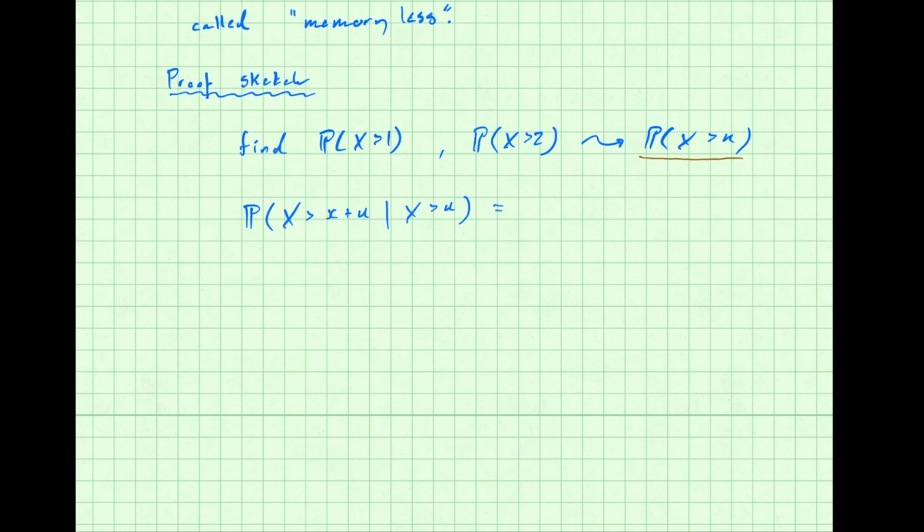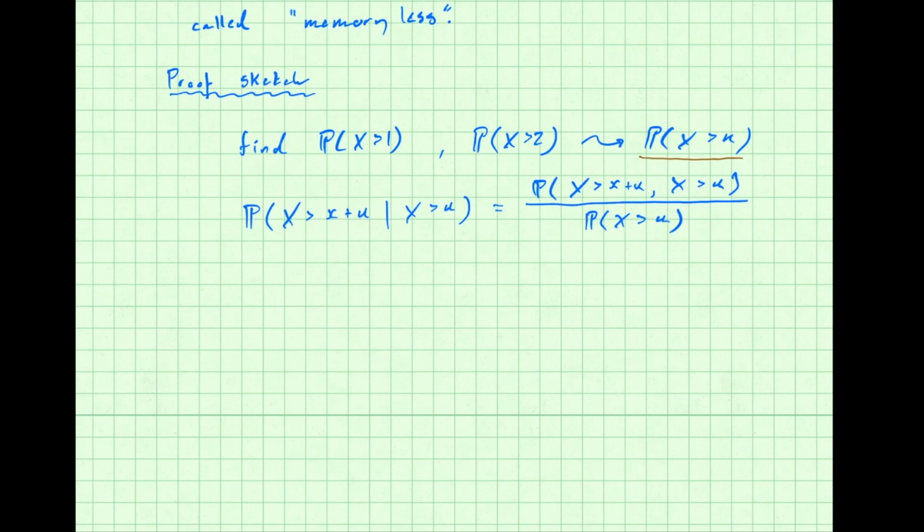And then on the right-hand side, we have this ratio. In the numerator, you've got the joint probability that x is greater than little x plus u, and x is greater than little u. And in the denominator, we just have the probability that x is greater than u. Hope I wrote that down correctly. That's another danger with proof sketches. Since you don't show all the steps, you might not catch all your mistakes.